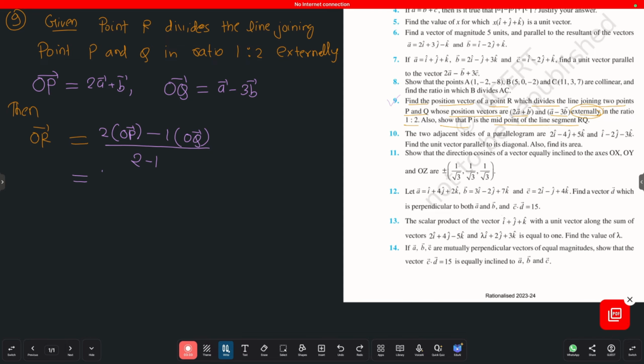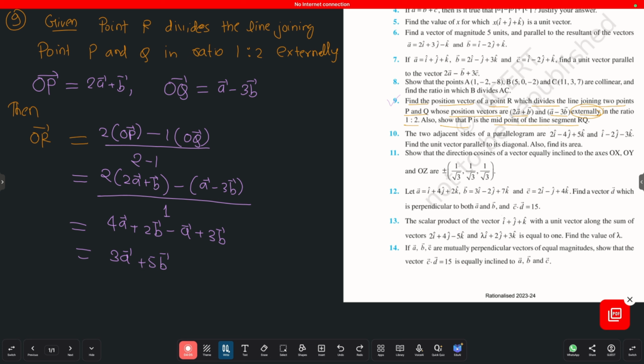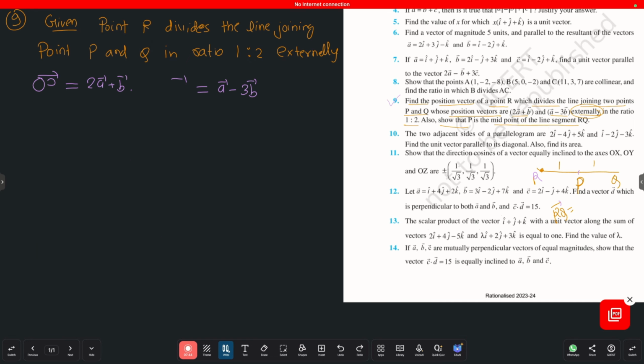Put the values. OP vector is 2A plus B vector. So 2 into 2A vector plus B vector, minus OQ vector, which is A vector minus 3B vector, divided by 2 minus 1, which is 1. Then 2 into 2, 4A vector plus 2B vector minus A vector plus 3B vector. So it is 4A minus A, 3A vector, 2B plus 3B, 5B vector. So the first half is done. OR vector is 3A plus 5B. Next, I will draw one figure here.